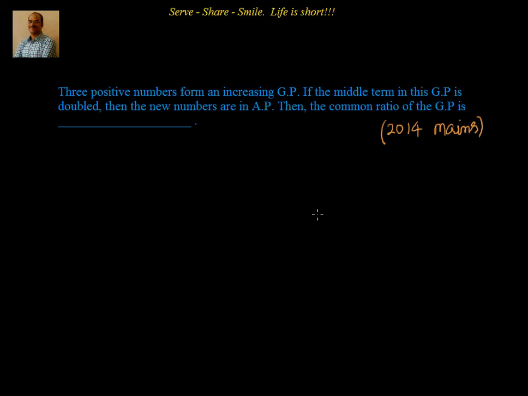So what we will do, we will say that three positive numbers form an increasing GP. So let us say the numbers are A, AR and AR square. This is the general way we take numbers when they are in geometric progression. Now they said it's an increasing GP, so I know R is greater than 1. We need R to be greater than 1.